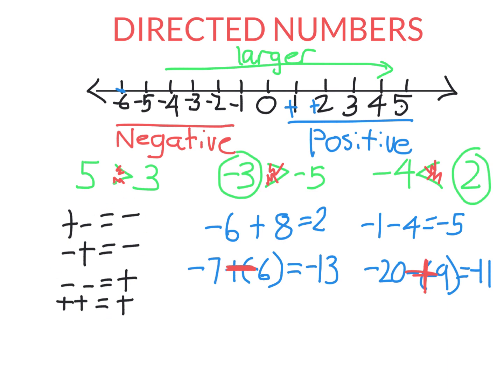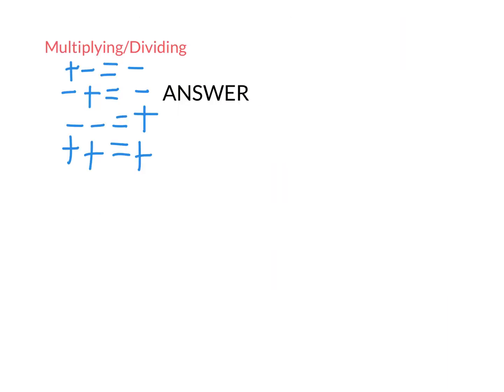All right, let's now look at multiplying and dividing directed numbers. So here we have a few rules that probably look familiar. This is exactly what I wrote on the previous slide, but this is the confusing part. These rules mean something slightly different when you're adding or subtracting compared to whether you're multiplying or dividing. See, when we were adding or subtracting, we were referring to these symbols being next to each other. But when we multiply or divide directed numbers, this is telling us about the answer.